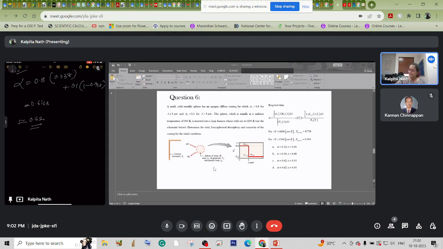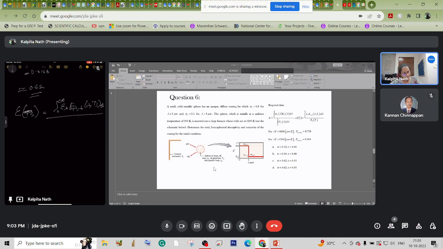Now similarly, the total hemispherical emissivity can also be found out. So this will be for the small sphere, right? Because that is the point of consideration, we have to find the emissivity for that body only. So this is 0 to infinity E lambda b, it's already given in the question, d lambda, upon E_b.